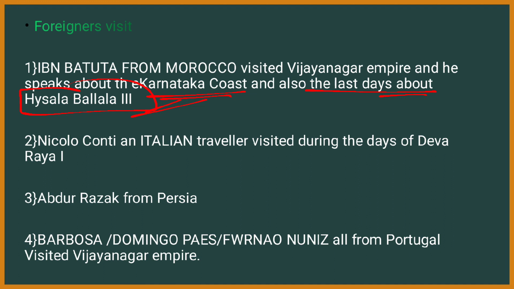Next, the second foreign traveler was Niccolo Conti. He was an Italian traveler who visited during the days of Devaraya I. And Abdur Razzak was from Persia. Barbosa, Domingo Paes, and Fernão Nunes, all from Portugal, visited the Vijayanagar Empire.